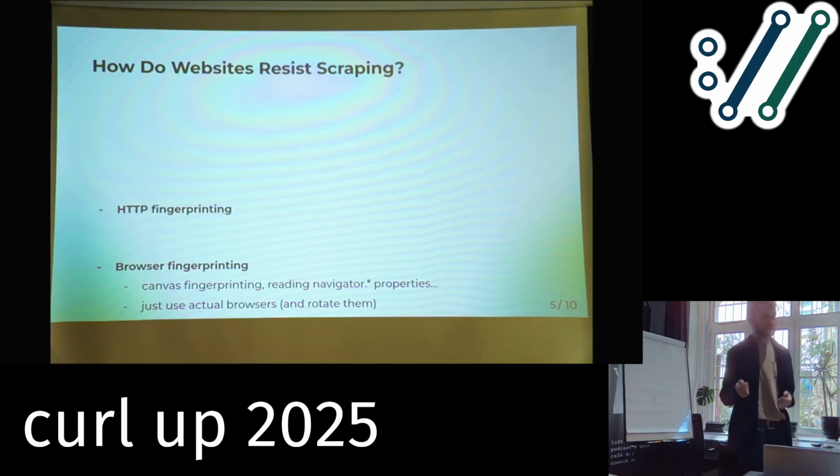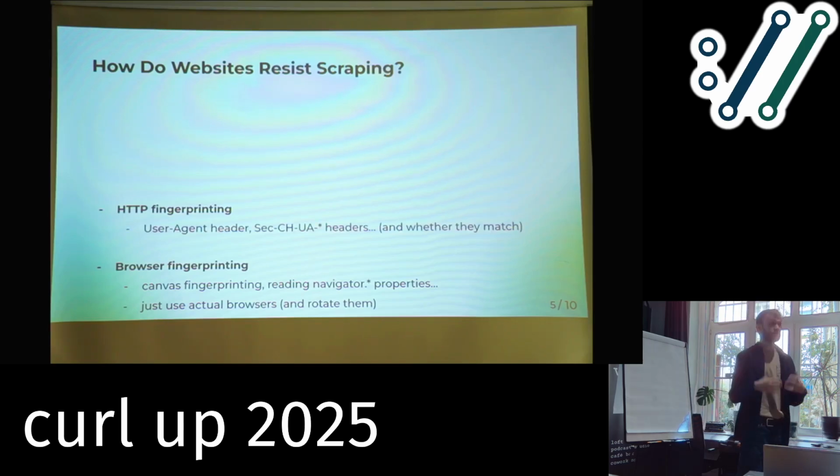Another method is HTTP fingerprinting. This is a bit more relevant for projects like curl. If you ever tried scraping with curl, the first advice everybody gives you is just send a user agent header that's from a regular browser. Well, that's not completely true, because the header set of regular browsers contains other headers that sort of reference the user agent.